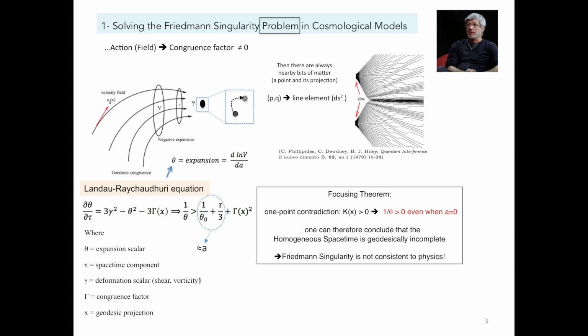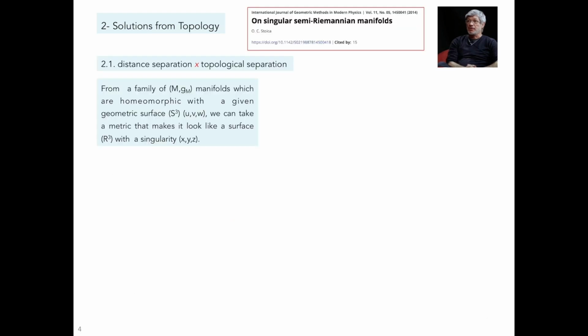Firstly, the answer comes from a geometric interpretation based on singular semi-Riemannian manifolds. So where are the simplest solutions from where we start? Solutions from topology. In this paper, Stoica's paper, it's properly shown what appropriate interpretations of topological and distance separations are. The statement is the following. From a family of manifolds which are homeomorphic with a given geometric surface, we can take a metric that makes it look like a surface with a singularity.